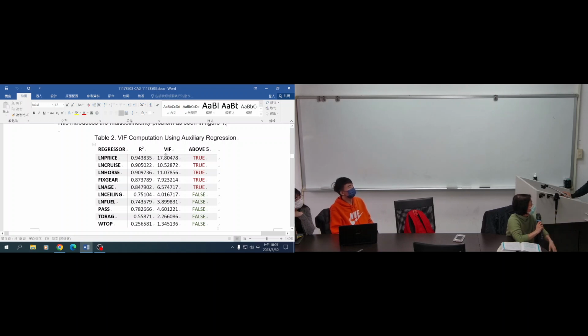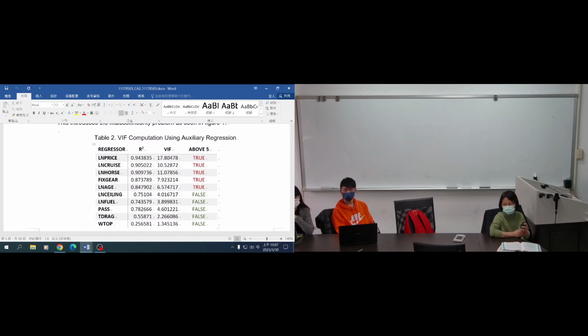For the computation of the VIF, Professor, I used the formula that you gave last time. Then I used Python to show these numbers, Professor. But the VIF function of Python is different from the equation that you have given us. It's the same, but with some different results.